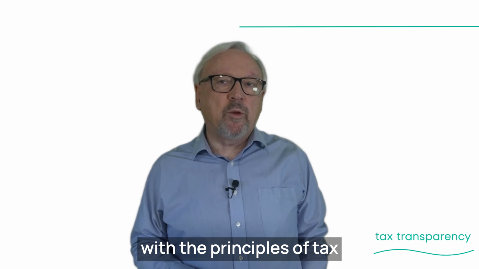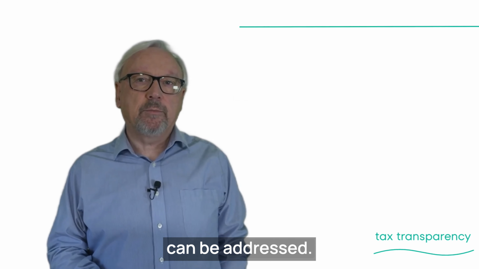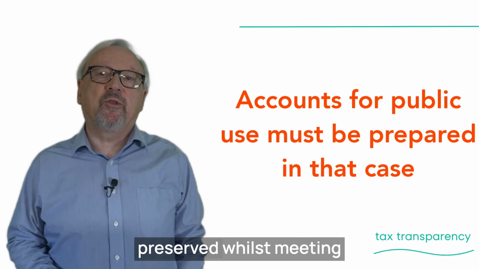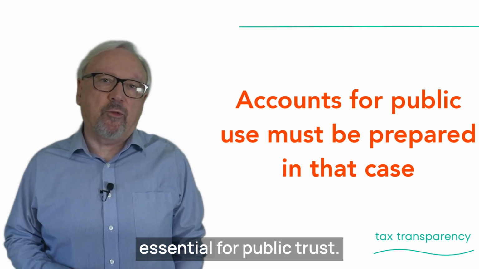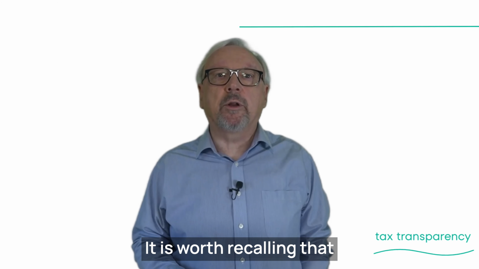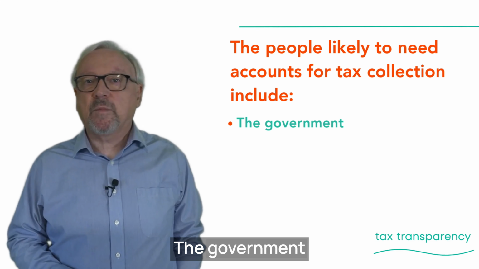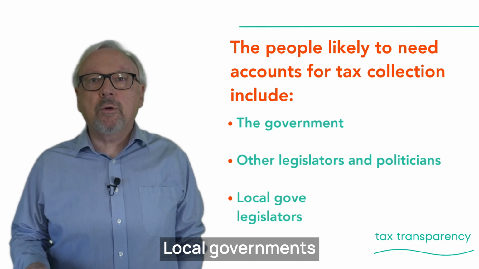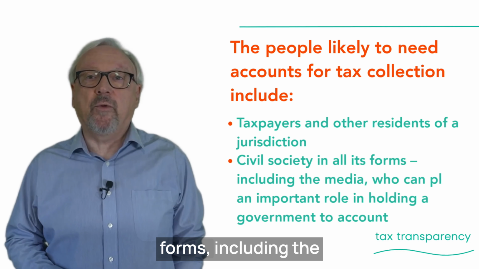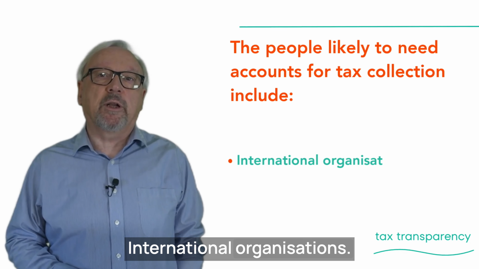However, in alignment with the principles of tax transparency and the need to share information widely, this challenge can be addressed. Applying methods to anonymize sensitive information before publication ensures that confidentiality is preserved whilst meeting the transparency goals essential for public trust. So, who are those relevant parties who need information? It is worth recalling that they might include, as we suggested in video 5, these parties: the government, other legislators and politicians, local governments and their legislators, taxpayers and other residents of a jurisdiction, civil society in all its forms, including the media, who can play an important role in holding a government to account, international organizations.